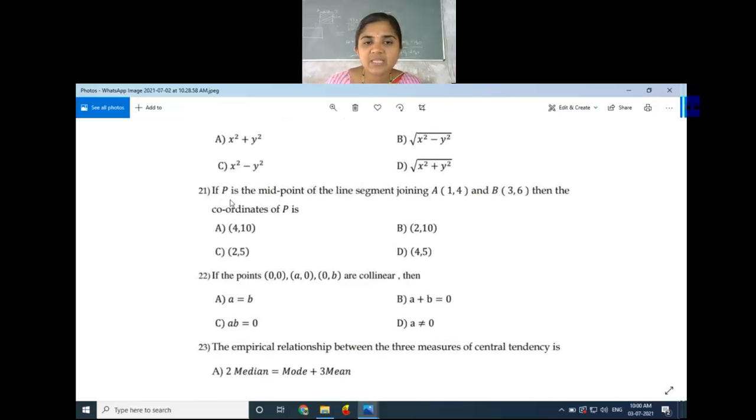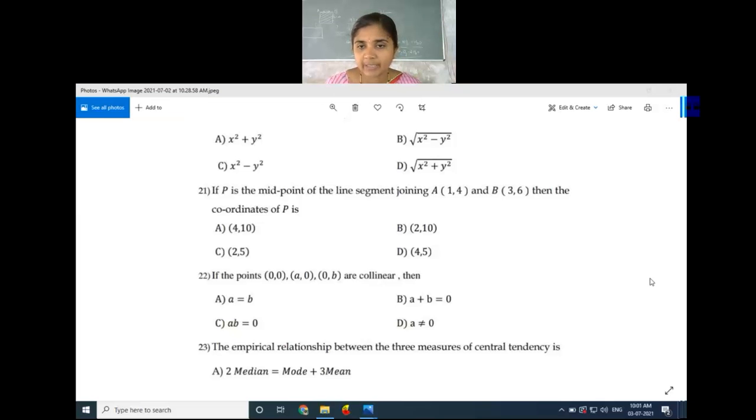If P is the midpoint of the line segment joining A(1, 4) and B(3, 6), then the coordinates of P is... So which formula do we have to use here? Who is going to give the answer for this question? Brahati, can I ask Brahati?